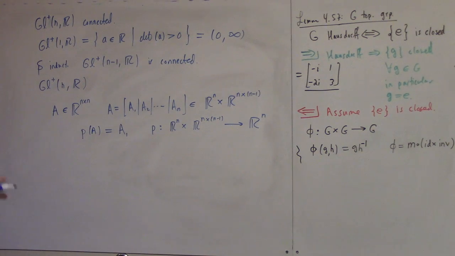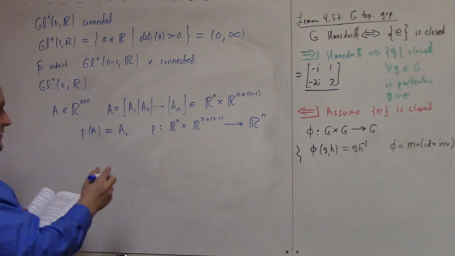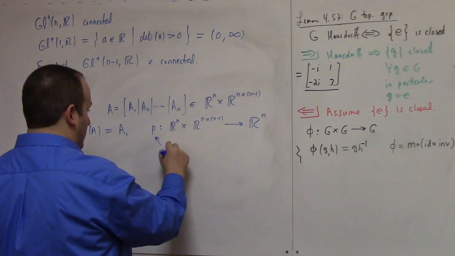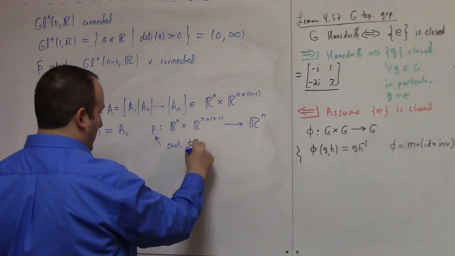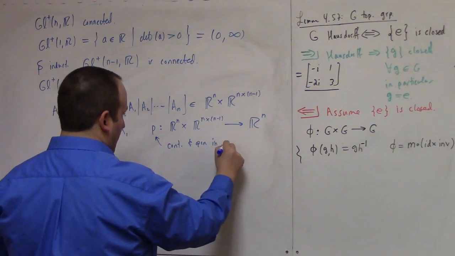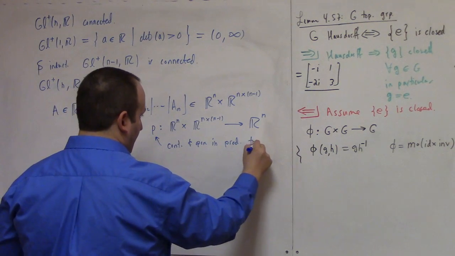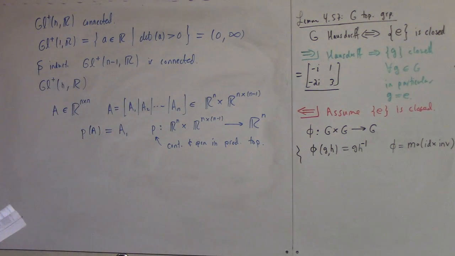Okay, so then what? He says this makes P continuous and open in the product topology. So P is continuous and open in the product topology. And then what? So this says what?